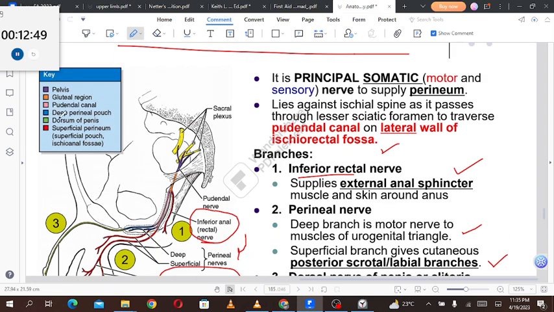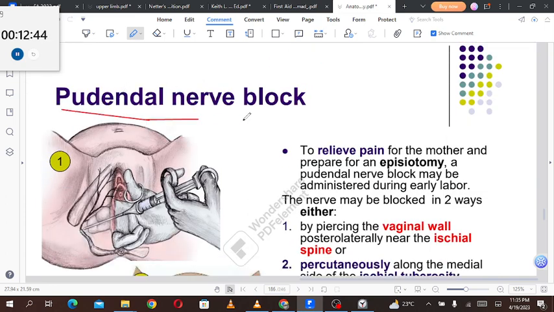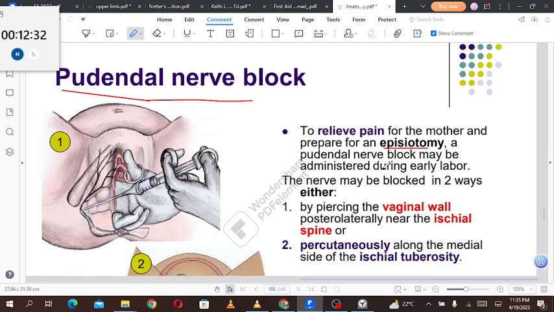So remember these things. And let's move on to the pudendal nerve block. That is very high yield, because they ask you about this in the Step 1 examination. To relieve the pain for the mother and to prepare for an episiotomy, a pudendal nerve block may be administered during early labor. It may be used to dull the pain, but not completely, because some mothers want to feel the contractions, but not that much, and want to be present in the early moments of their child after birth, so they prefer the pudendal nerve block.